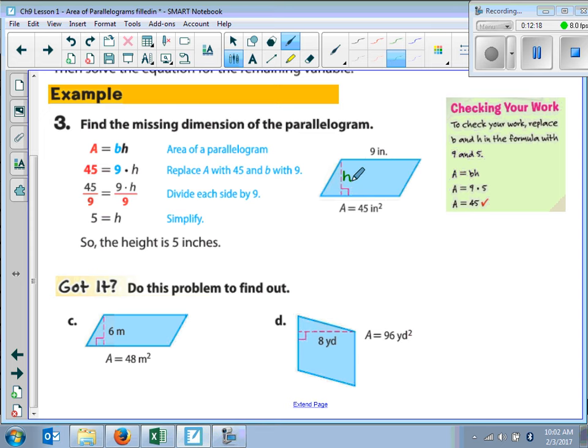We want the height, right? That's what's missing. So we substitute. First we write our formula. Always write your formula first. Area is equal to base times height.